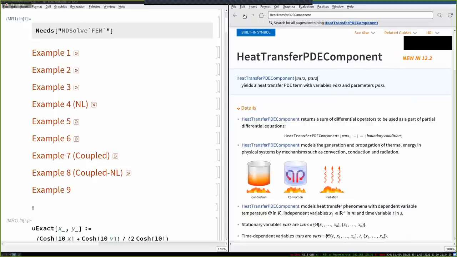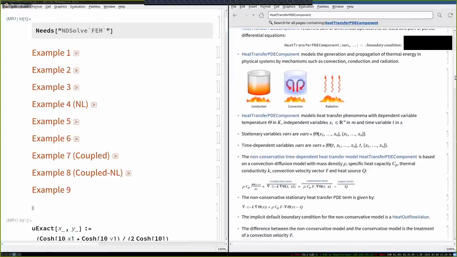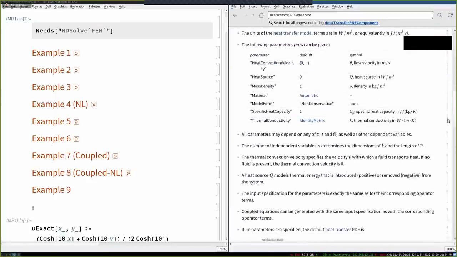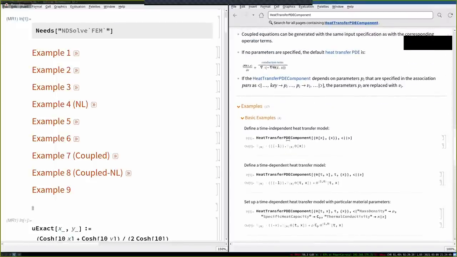So this is the heat transfer PDE component, where you'll find the equations that it implements and how you set up the variables and parameters to make this work. The basic idea is the following. You have this heat transfer PDE component, with the dependent variable and the independent variable, and this one just doesn't have any specifications. Here you specify the mass density to be rho, the specific heat capacity, whatever is needed to specify an equation in a certain field of physics. It's going to spit out the actual equation that you want to solve, and that's what we plug into NDSolve to find the solution. So that's kind of the idea.